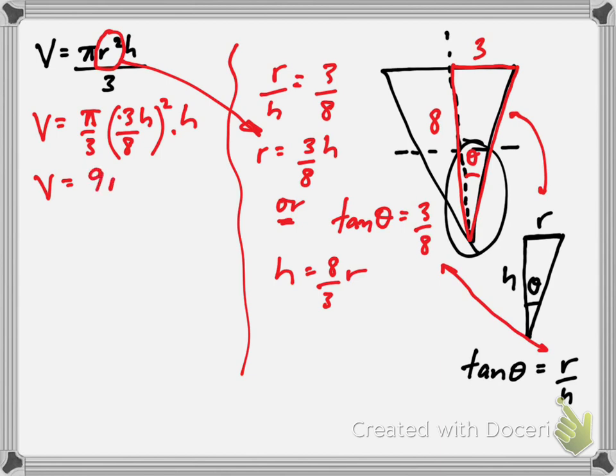9 pi h squared over 24 times h, and so if you simplify all that, you end up with v equals 3 pi h cubed over 64.